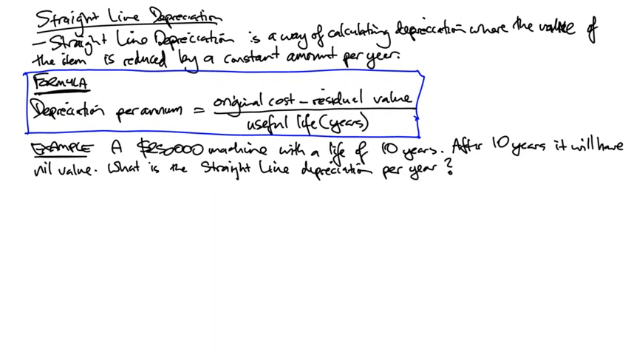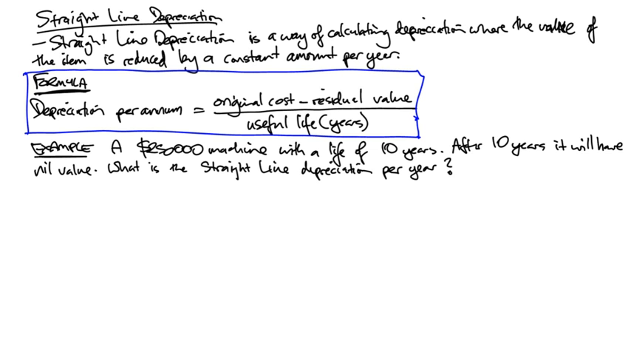Hey guys, this next video is about straight line depreciation. We're going into how to calculate the different types of depreciation, which is an expense that's claimable against tax. Now, straight line depreciation is the simplest one. It's basically where the value of an item reduces by a constant amount every year. So it'll reduce by the same amount each year that it exists, or of its useful life.